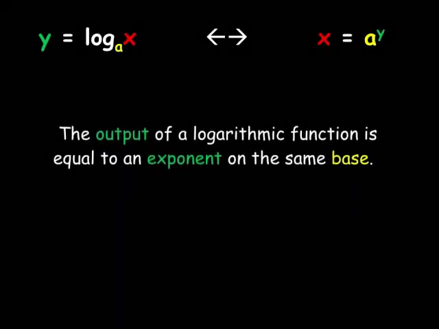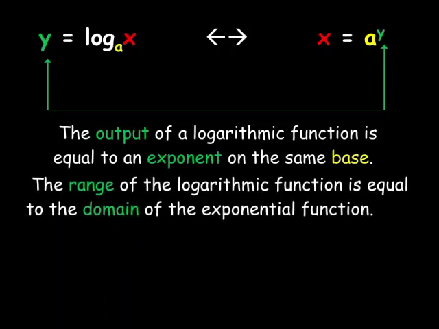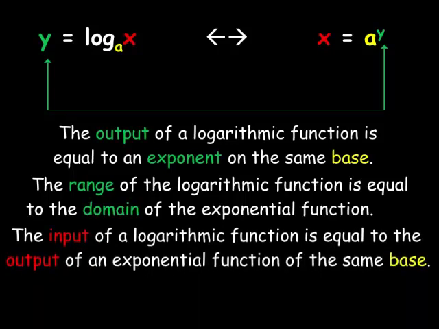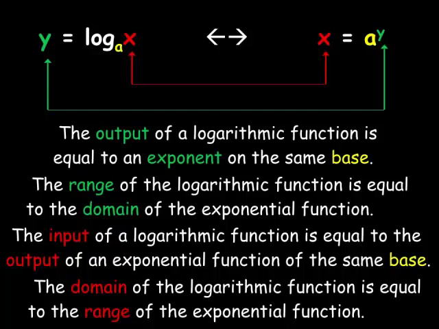The output of a logarithmic function is equal to an exponent on the same base. This is because the range of the logarithmic function is equal to the domain of the exponential function. The input of a logarithmic function is equal to the output of an exponential function of the same base. This is because the domain of the logarithmic function is equal to the range of the exponential function.